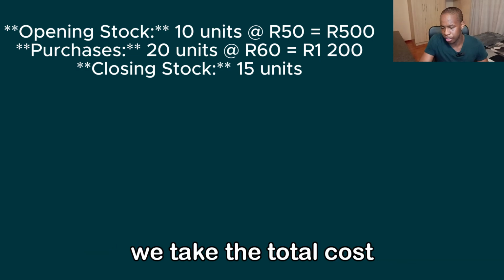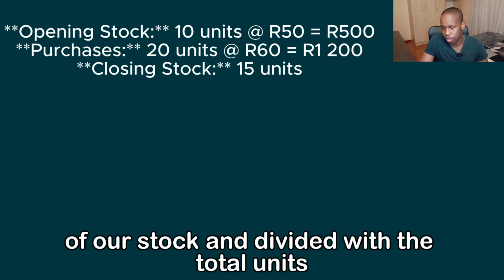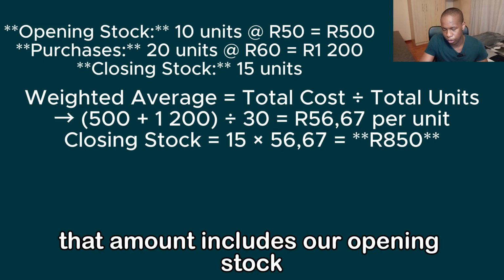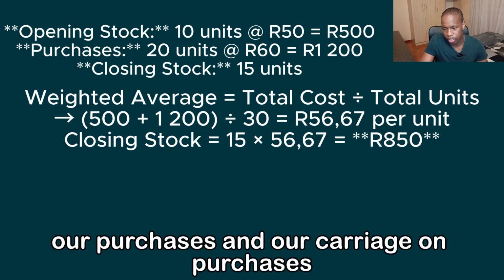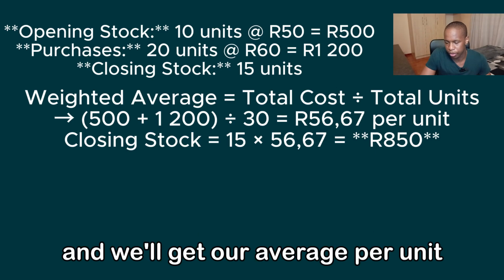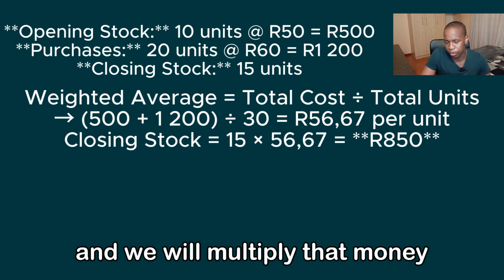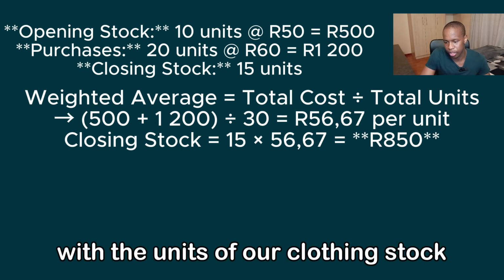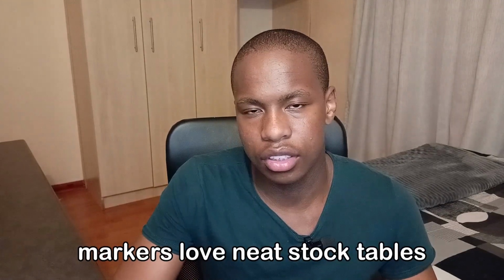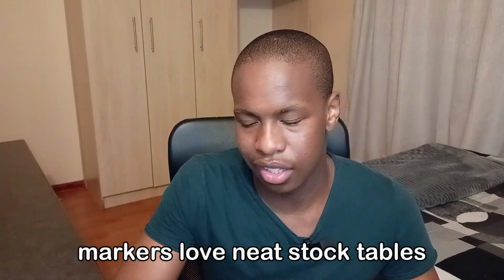And for our weighted average, we take the total cost of our stock and divide it by the total units that we have bought. In our total cost, that amount includes our opening stock, our purchases, and our carriage on purchases, divided by the number of units we have bought. And we'll get our average per unit, and we'll multiply that money with the units of our closing stock. When you're doing your calculations, always label your calculations. Markers love neat stock tables. That's 3 marks.